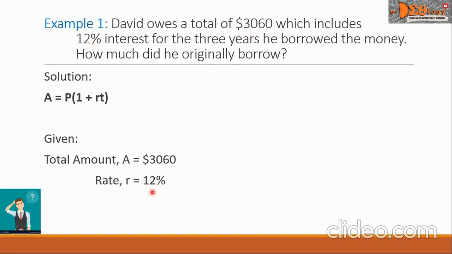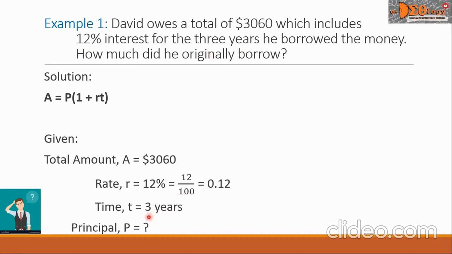Let us convert this 12% into decimal. First, let us divide the 12 by 100. Of course, we drop the percent sign. And then we get the quotient, we will get the 0.12. So 12% equals 0.12 in decimal. Next is the time, which is 3 years. And in this problem, we are looking for the principal. That is the P.